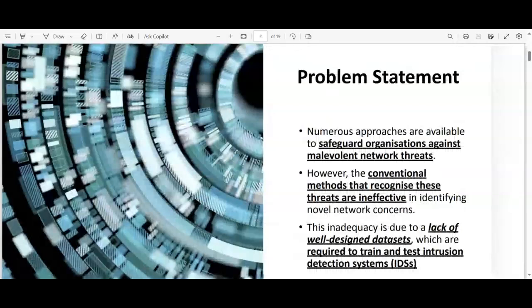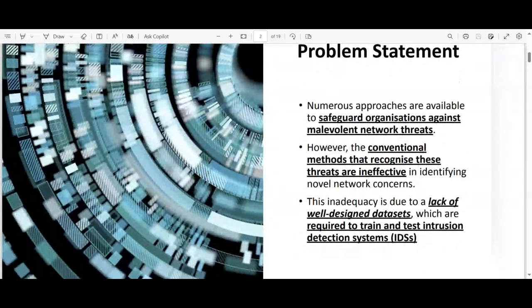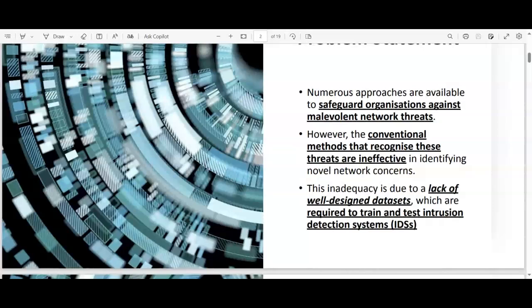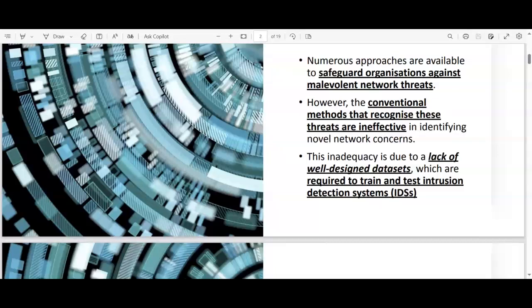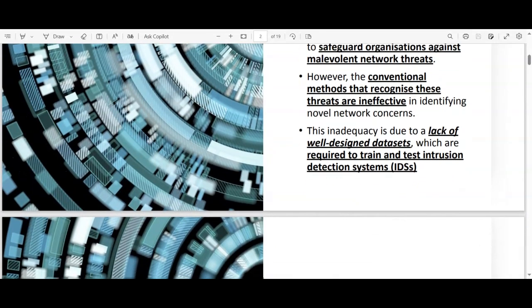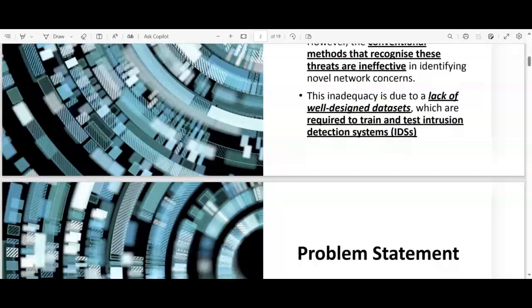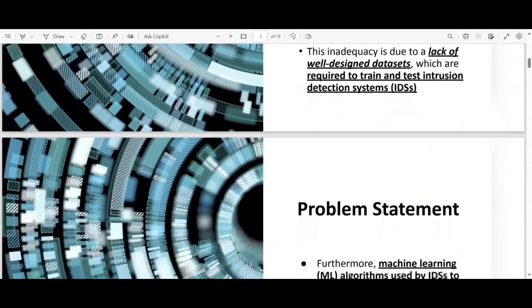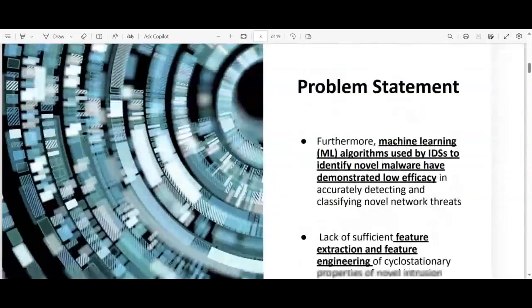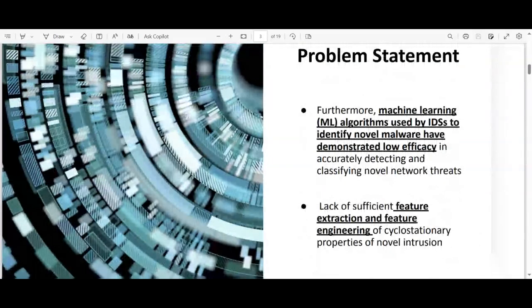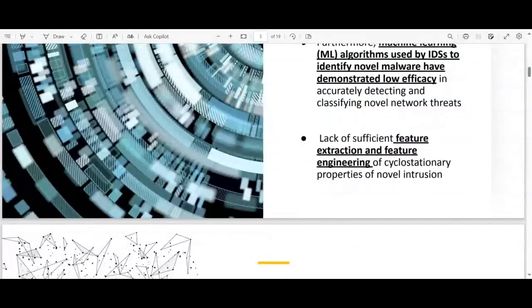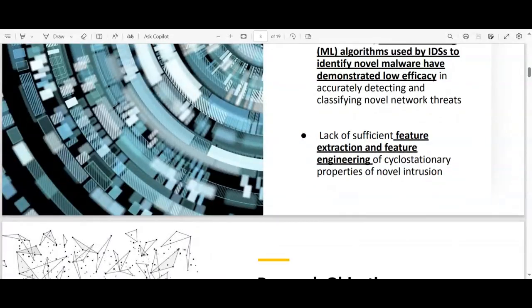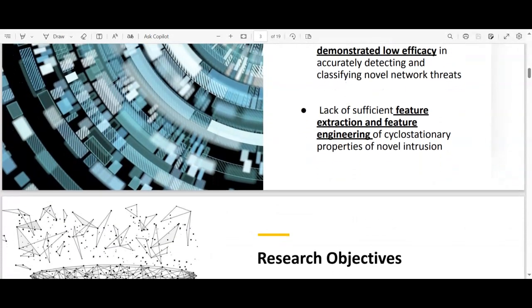The problem addressed in this research is to safeguard organizations against malicious network attacks, because conventional methods that recognize those types of attack are ineffective due to the lack of well-designed datasets, which are required to train and test intrusion detection systems. Existing machine learning algorithms used by intrusion detection systems to identify novel malware attacks also struggle with low efficacy in accurately detecting and classifying zero-day exploits of network threats.